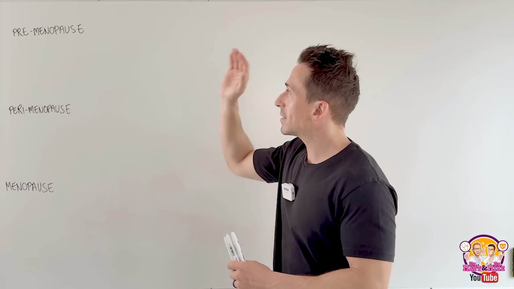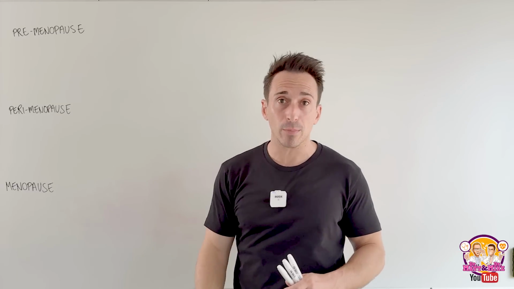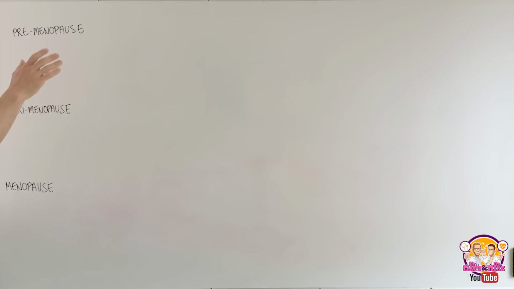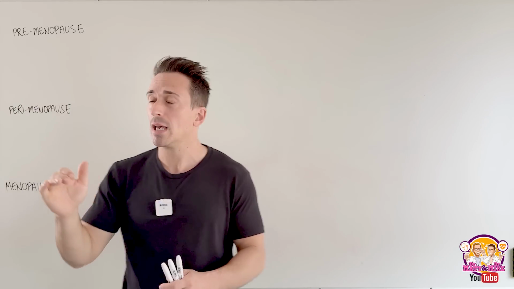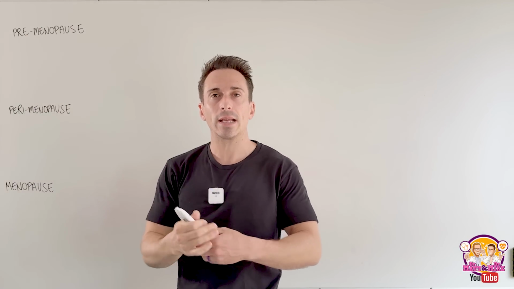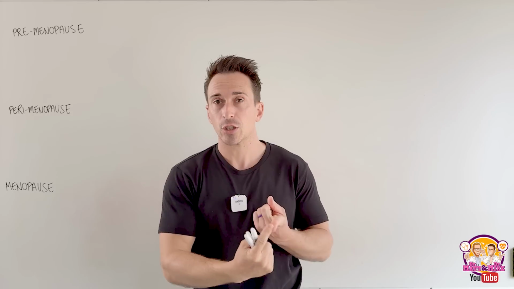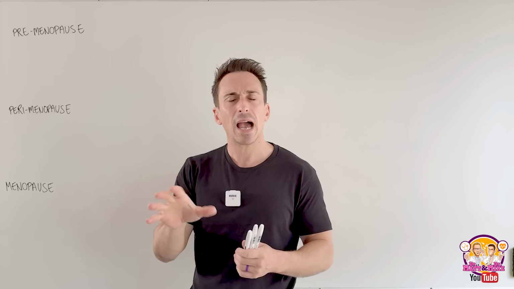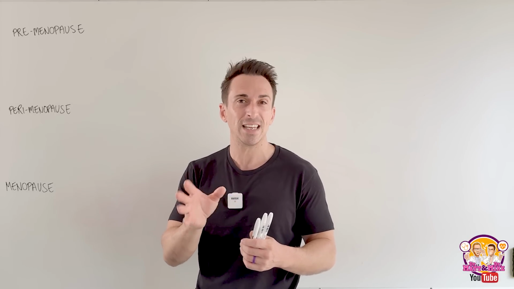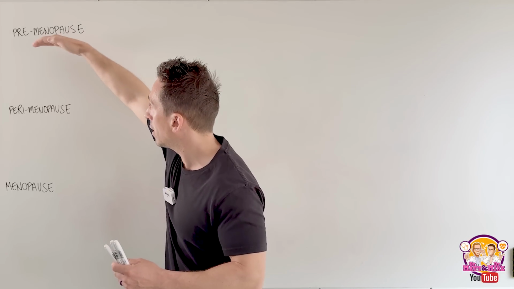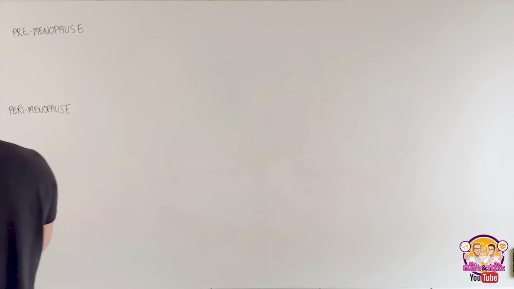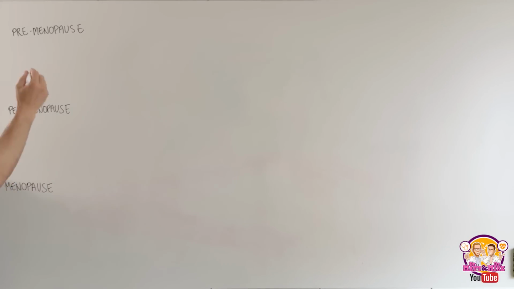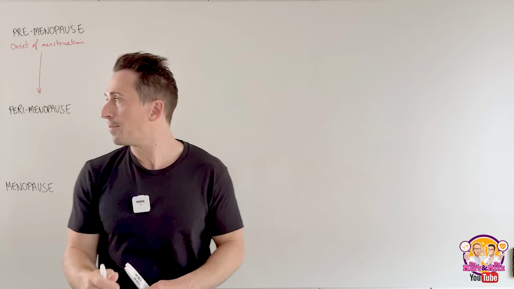All right, so to begin, let's define premenopause, perimenopause, and menopause. Premenopause refers to the reproductive years. It's from the onset of menstruation, a term we use as menarche, generally happening when puberty hits, around 12, 13 years of age. So let's write that down. Pre-menopause is from the onset of menstruation all the way to the perimenopause period.